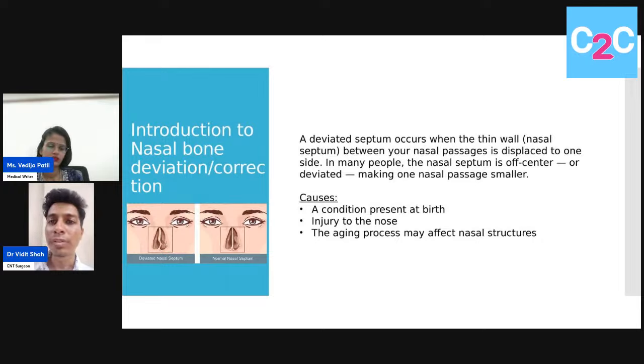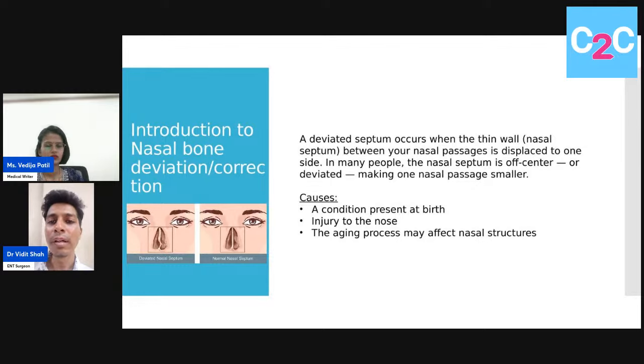Any injury to the nose, maybe a sports injury, or you accidentally fell down, or you met with an accident on a two-wheeler or a four-wheeler. God forbid it happens to any of you all, but it can. So these are the commonest two conditions where a patient can have a nasal bone deviation, or what we call in our terms a deviated nasal septum. The aging process may affect nasal structures, no doubt, but with age, a lot of other issues also occur in the body and not only the nose.